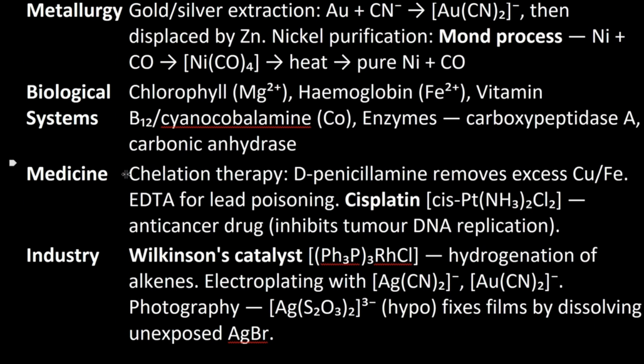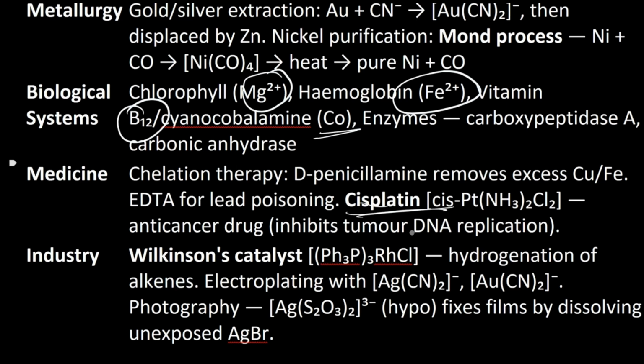And in biological systems, chlorophyll, hemoglobin. Sometimes they will ask you a question: what is the central metal atom in chlorophyll? What is the central metal atom in hemoglobin? And in B12, what is the central metal atom? That is cobalt. So that type of question we can expect. And for medicinal purposes, I told you, right? Cisplatin is used as an anti-cancer drug, it inhibits tumor DNA replication, but transplatin does not.